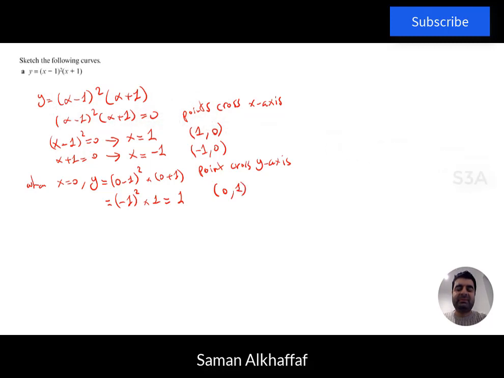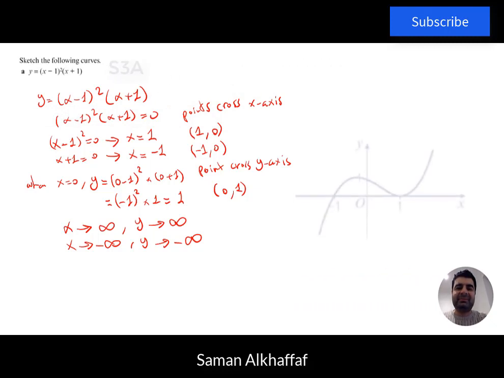And in terms of the range of values, when x moves towards infinity, we would have y also moving towards infinity, and when x moves towards negative infinity, we would have y moving towards negative infinity too. And these are our ranges for x and y. And in terms of the graph, when we sketch it, this is how it would look.